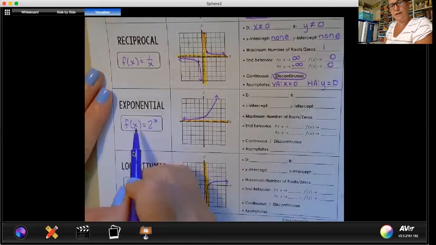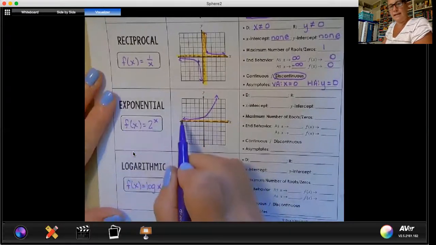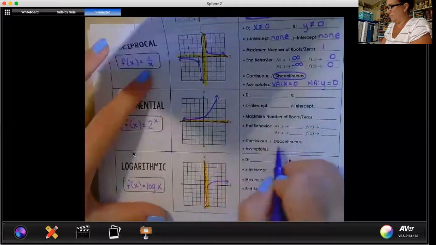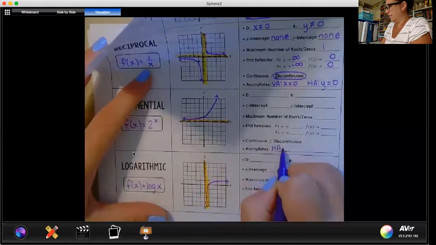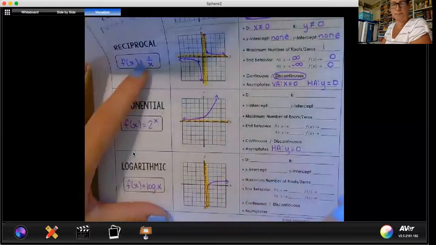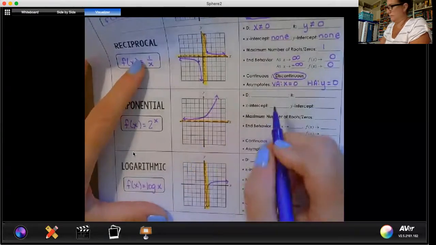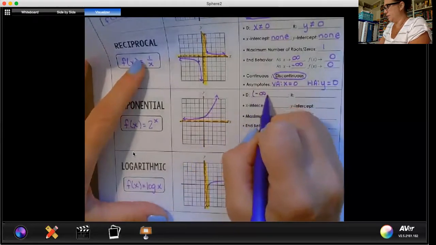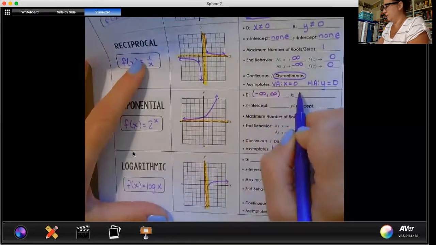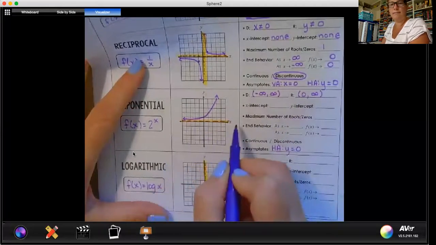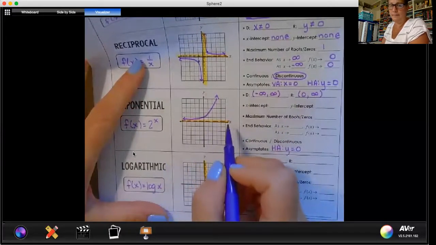Exponential function, f of x equals 2 to the x. Its asymptote is horizontal, and you can go ahead and fill that in if you'd like. It is horizontal at y equals 0. It is an upward shaping curve, so it has no restriction on the domain, but the range is from 0 to infinity. Remember, you have that horizontal asymptote here, so it does not include 0.